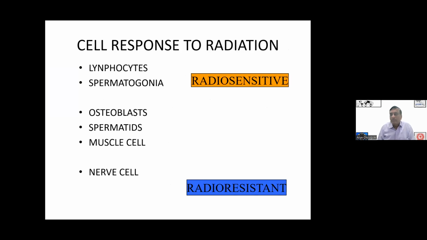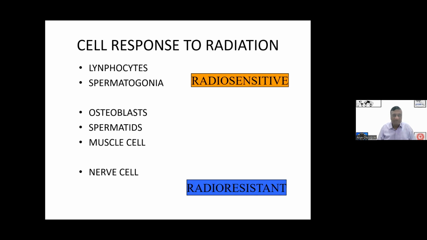And as you know, the human body is heterogeneous in terms of cell cycle, cell proliferation, and types of cells: differentiated, undifferentiated, completely differentiated. In response to ionizing radiation, lymphocytes and spermatogonia are highly radiosensitive. Osteoblasts, spermatids, and muscle cells are medium radiosensitive. Nerve cells, which are completely differentiated, are radioresistant. However, once they are damaged, such as damage to the spinal cord or the brain, recovery is not there also.